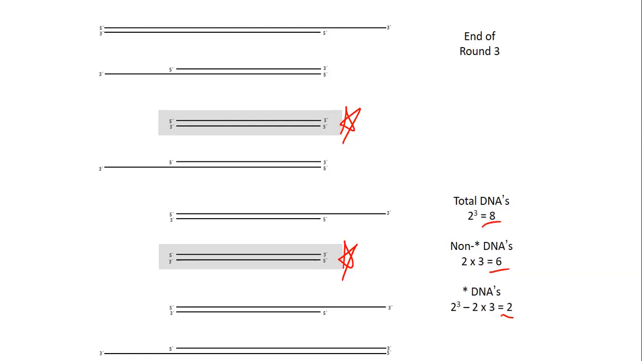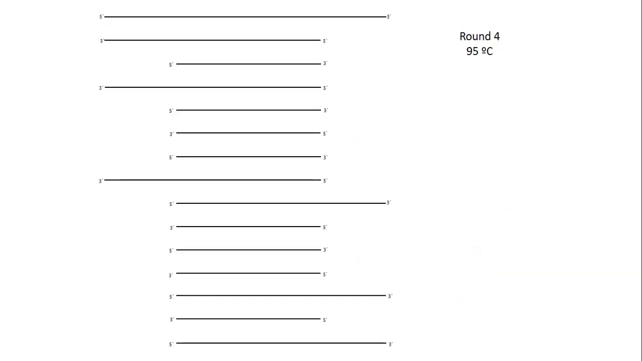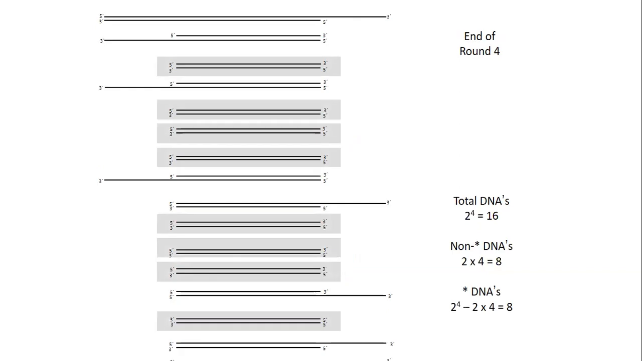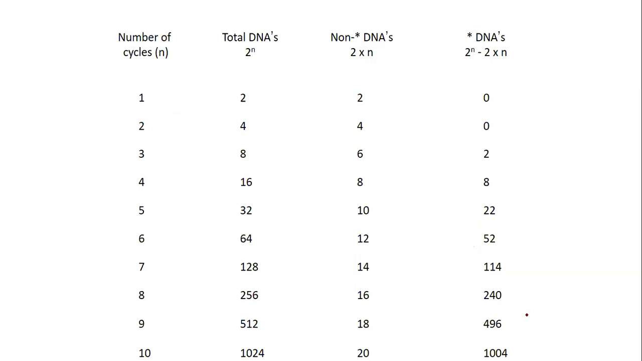This is where things start to get fun now. Round 4, heat up, anneal. Elongate. Okay, after round 4, we have 8 non-star DNAs and 8 DNAs that have our sequence that have been duplicated correctly. And I could do this whole thing, or I could just show you the results. So after 10 rounds, we made 1,024 DNAs. Only 20 of them are not the DNAs we want. 1,004 of them are the sequence that we want to duplicate.